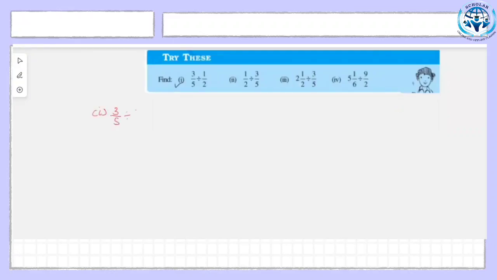Again try these. 3 by 5 divided by 1 by 2. 3 by 5 into 2 by 1. 3 2s are 6, 6 by 5. That means 1 1 by 5. Second one is 1 by 2 divided by 3 by 5. 1 by 2 into 5 by 3. 5 1s are 5, 3 2s are 6. That means 5 by 6.